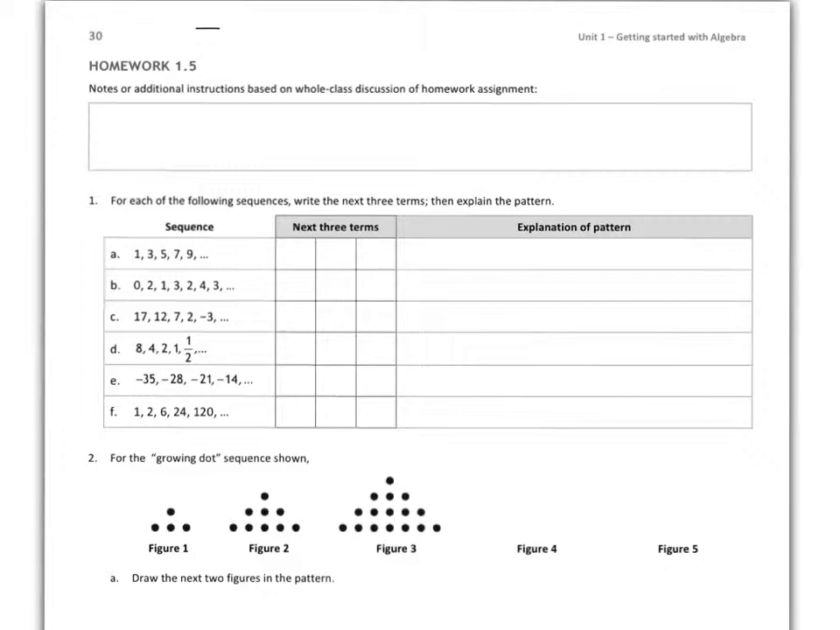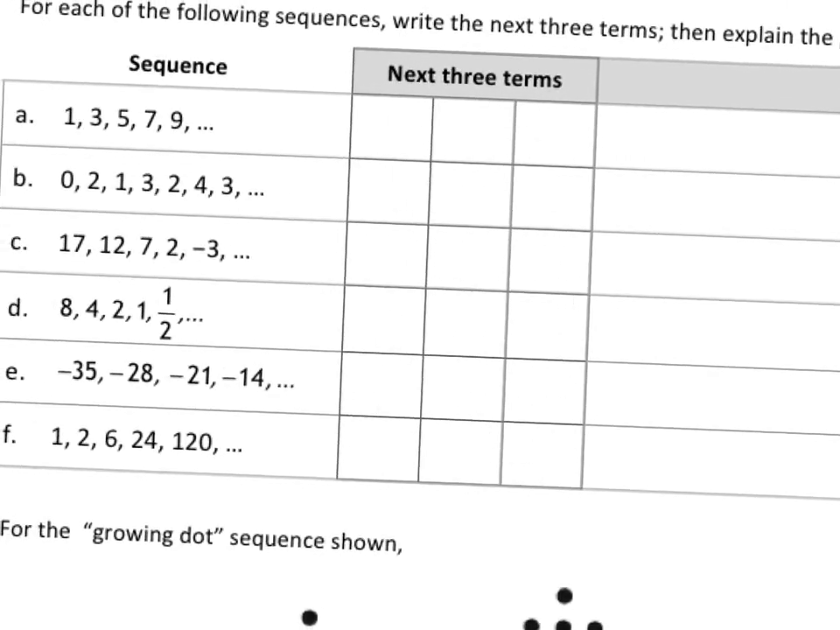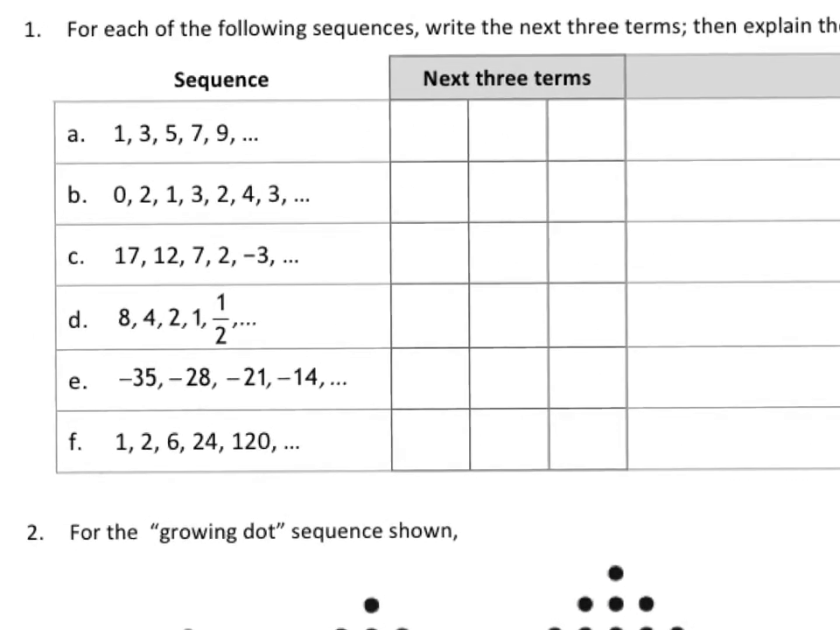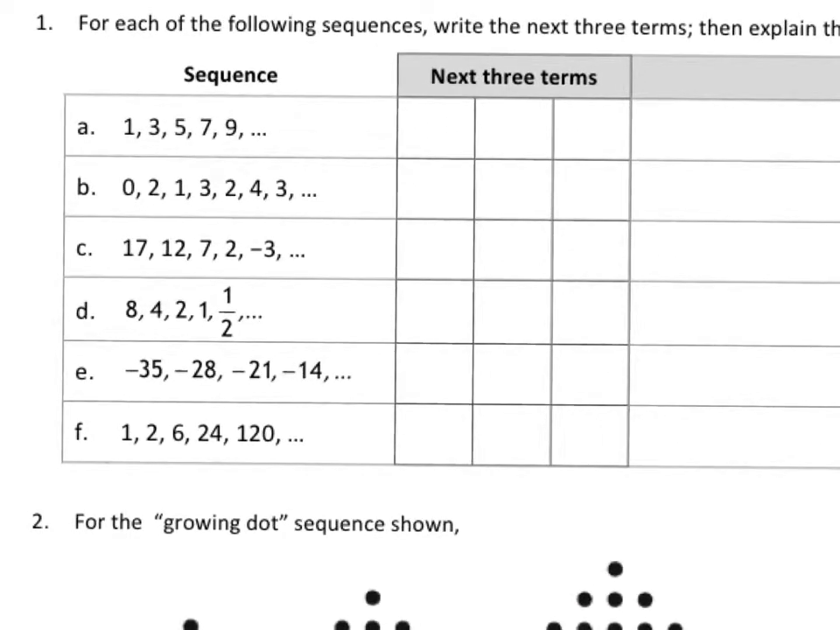So let's take a look at this homework. We're talking about patterns and sequences, and patterns, again, are something where we can predict the next thing that will come based on what we see. A sequence is just a pattern with numbers, so we need to make some predictions. That's what this next three terms business is about. So I'm going to zoom in here. Forgive me as I get used to this program. This is my first time using it.